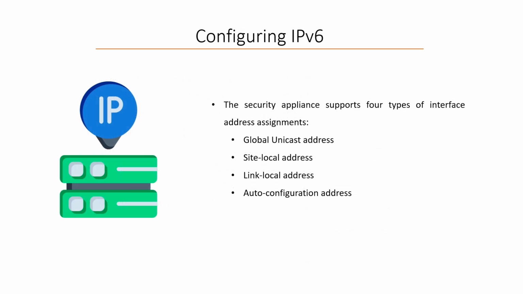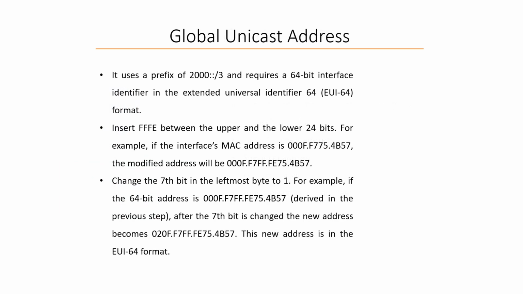Configuration of IP version 6. The security appliance supports a number of IP version 6 features, which include IP address assignment, packet filtering, basic routing using static routes, neighbor discovery, limited remote access VPNs, and IP version 6 supported application inspections such as FTP, HTTP, and SMTP. The security appliance supports 4 types of interface address assignment: global unicast address, site local address, link local address, and auto configuration address. Global unicast address: a global unicast IP version 6 address, similar to an IP version 4 public routable address, is used for internet connectivity.